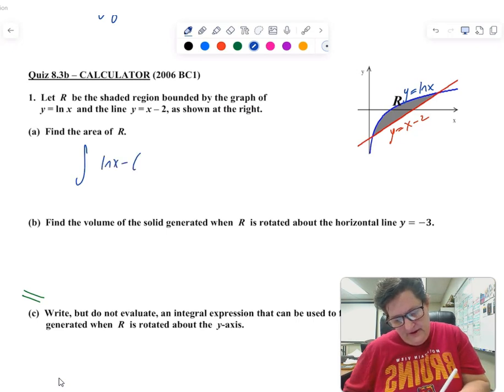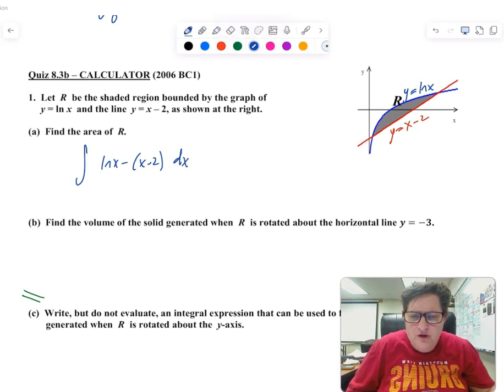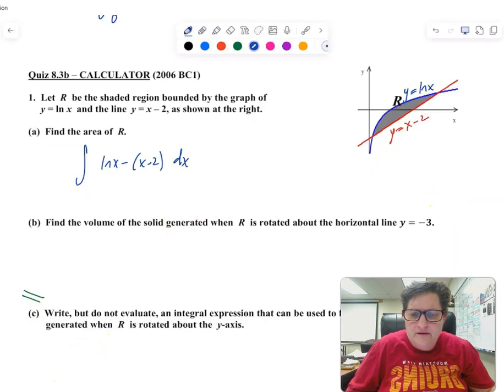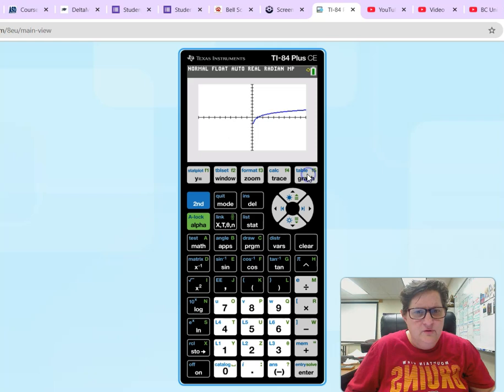Top minus bottom, and then intersection point to intersection point, which we were not given. So what we have to do is, let me pull my calculator up, go put in our y equals ln of x and x minus 2. Let's go look at the graph. Let's calculate these intersection points.